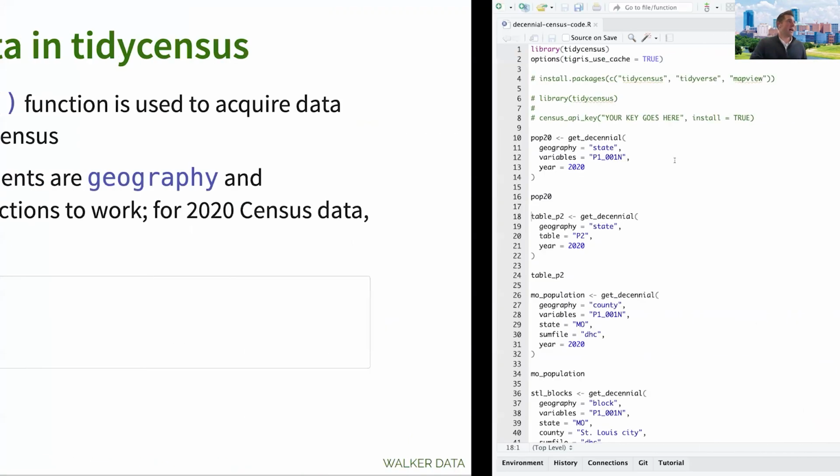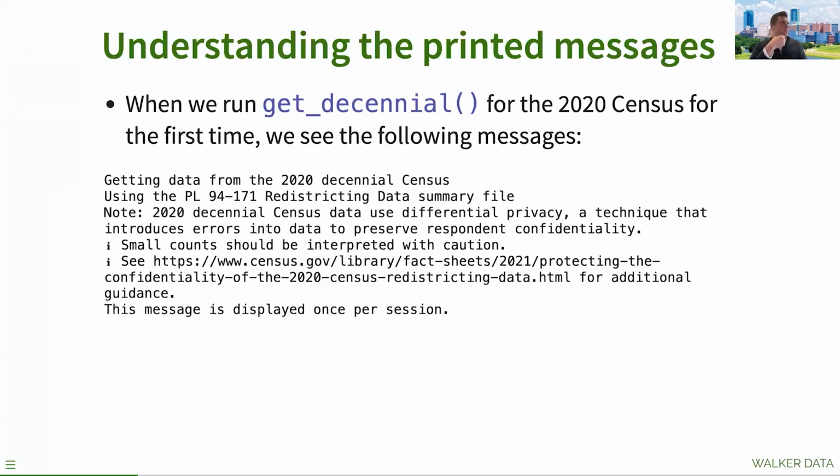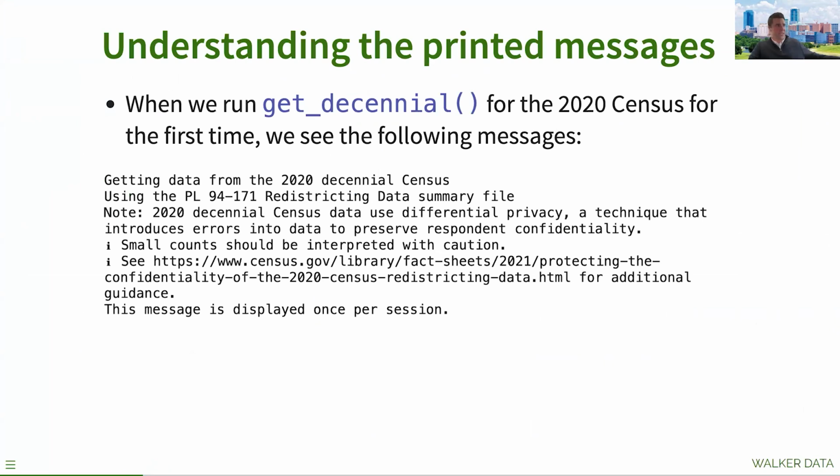And so jumping back here to the slides, we can talk through this a little bit. These are the 4 columns that you get back by default. So let's talk about this warning message a little bit. You see this warning message that pops up the first time you use get decennial in any session. So we're getting data by default from the redistricting data summary file, which is not the main file that you'll typically use, but I do make it the default because it was the only game in town for a couple years from the 2020 census.